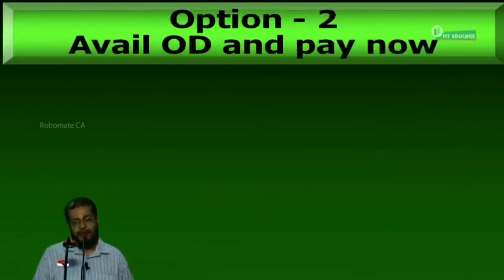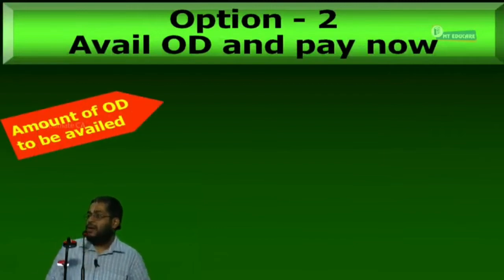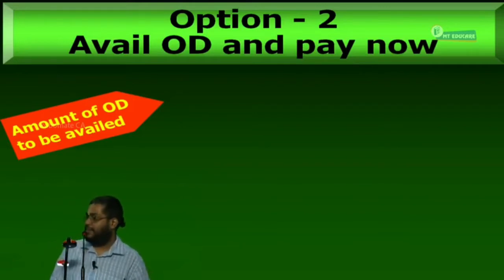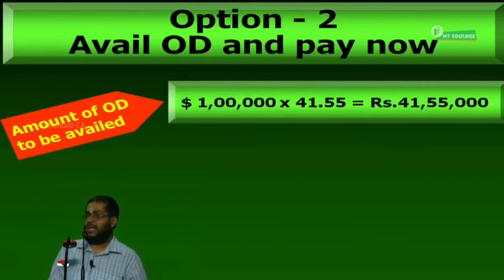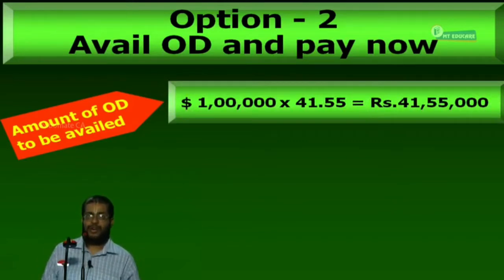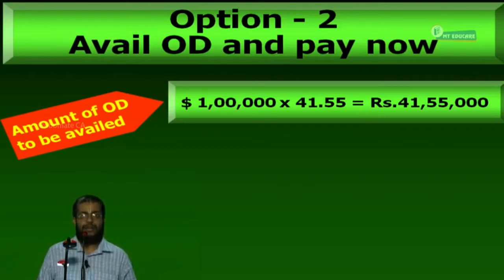Option 2: avail OD, pay now. We are doing it elaborately. Amount of overdraft to be availed: $1 lakh into 41.55, which is equal to 41 lakh 55,000.